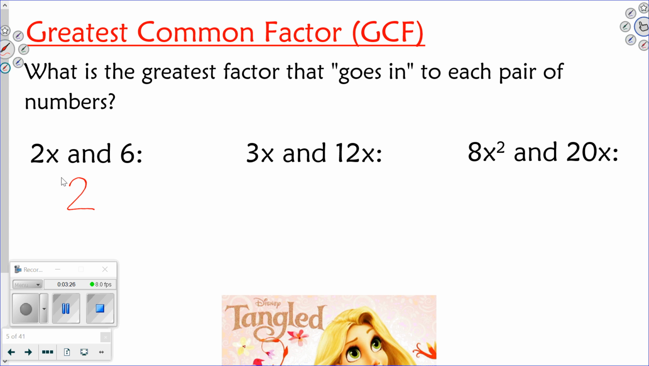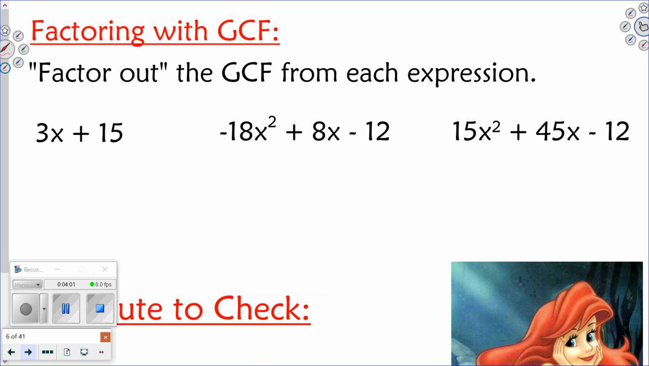So what about 3x and 12x? Between 3 and 12, it's 3. Can I take an x from both? Yeah, so in this case, I can take a 3 and an x from both of them. What about 8x squared and 20x? So between 8 and 20, 4. Can I take an x from both? Can I take an x squared from both? No. So 4x. The most I can take from each of them is a 4 and just one of the x's. Does that make sense? Be mean mom, okay? Take as much as you can, but be fair.